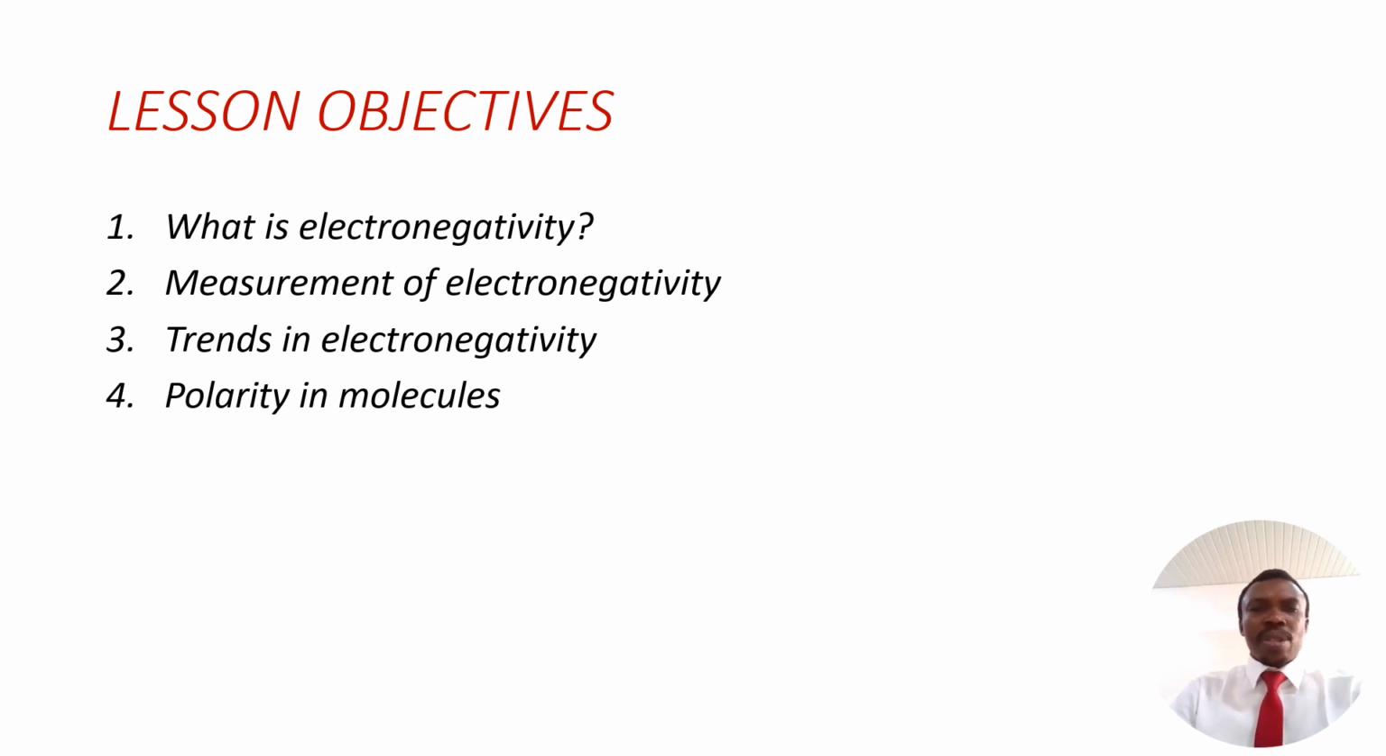So in today's lectures, we'll be considering electronegativity. Our lesson objectives for today's class: we'll be talking about what electronegativity is, and how we can measure electronegativity. Then we'll also discuss trends in electronegativity and polarity in molecules, how we can use the electronegativity value to predict whether a bond is polar or non-polar, and also identify molecules that have polar bonds and non-polar bonds. So I want us to listen attentively. It's as simple as ABC. Listen attentively and get the best out of today's lecture.